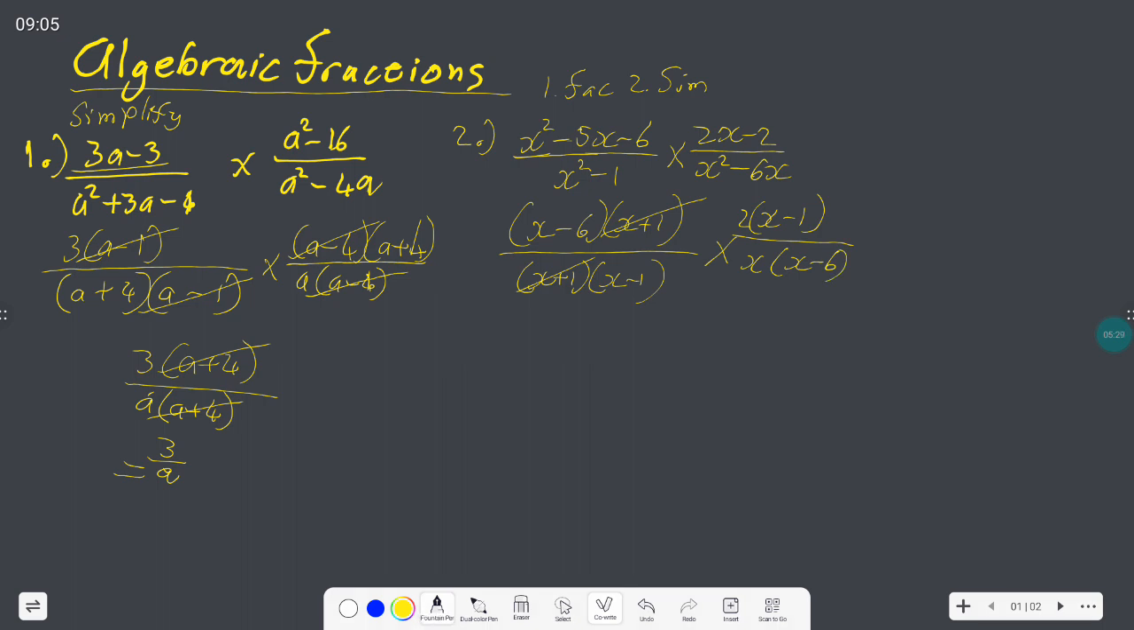Okay, is there something that can cancel out in that first one? No. I already know the rule. If I multiply, everything at the top multiplies with each other, everything at the bottom multiplies with each other. So by definition, I can say this. These two cancel out, and these two also cancel out. What am I left with? 2 over x.